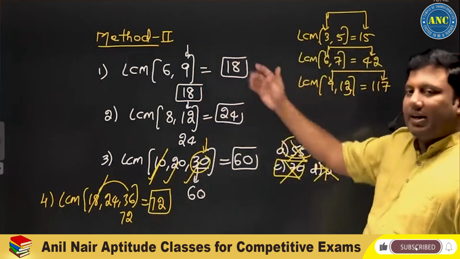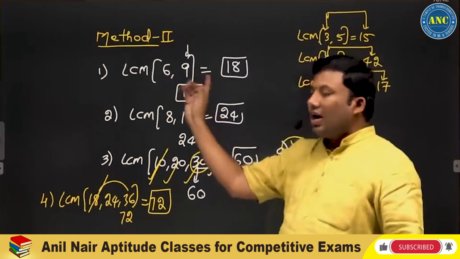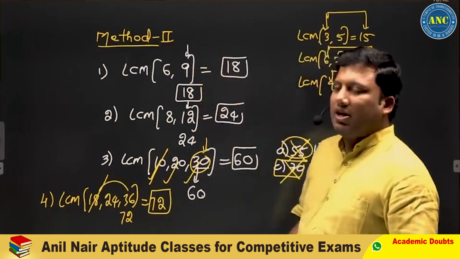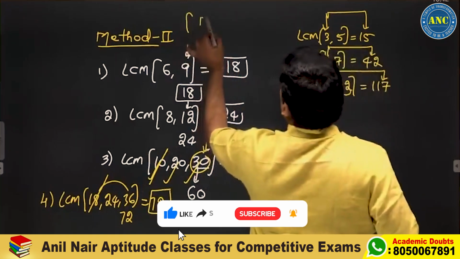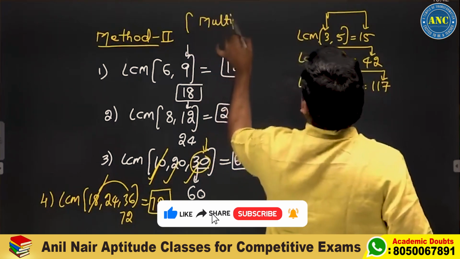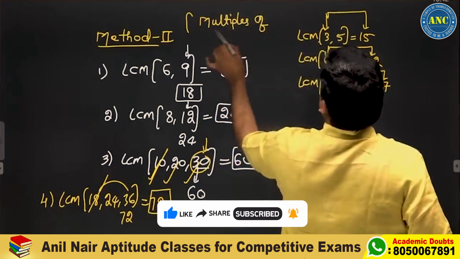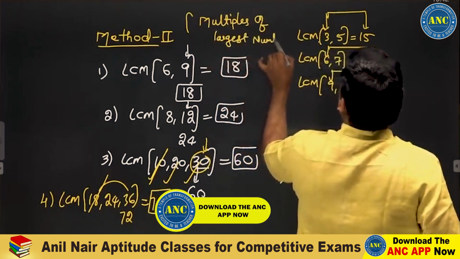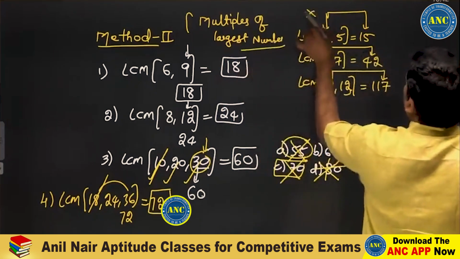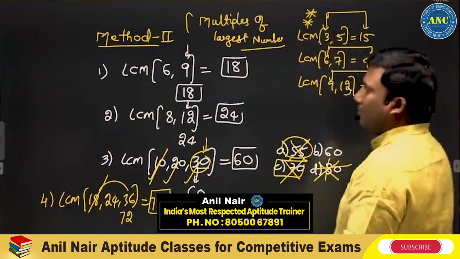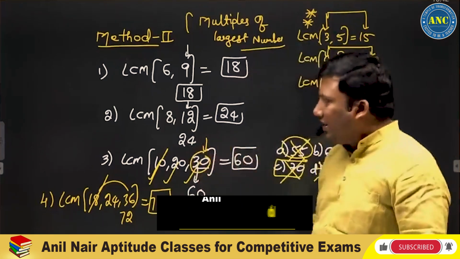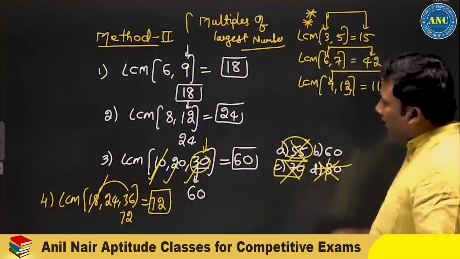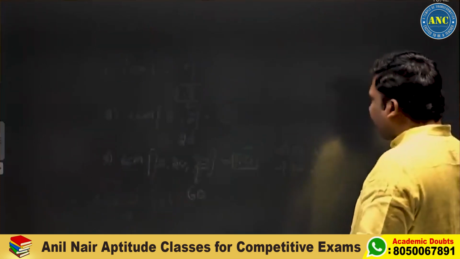3 examples related to method 2. What is method 2? The largest number is not a multiple of all the other numbers, so I will take the multiples. Method 2 talks about multiples of the largest number. Now, please put a star mark. This we will discuss in method number 3. I hope the idea is clear. Smaller numbers, bigger numbers, prime powers, one by one we go for it.